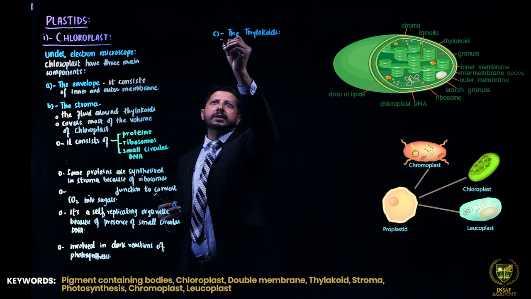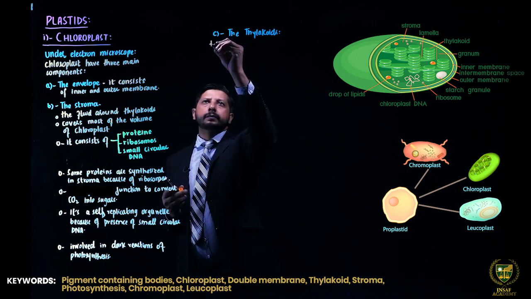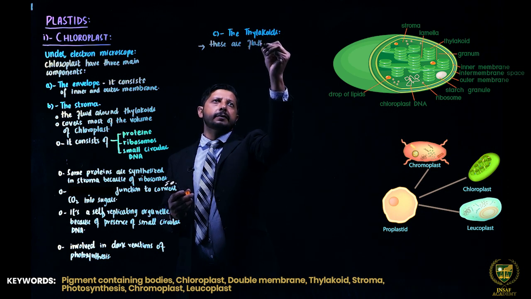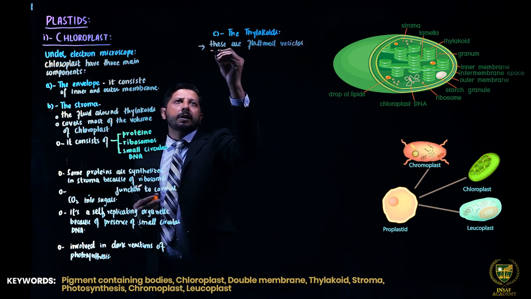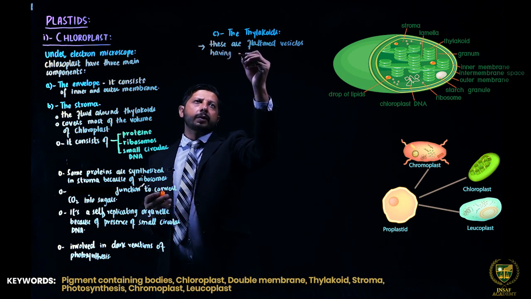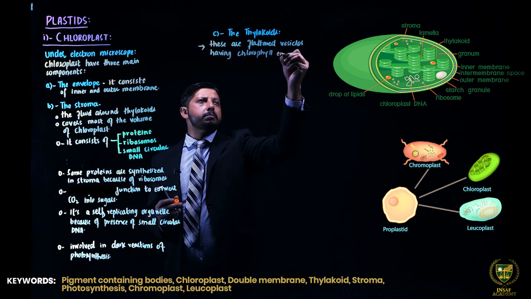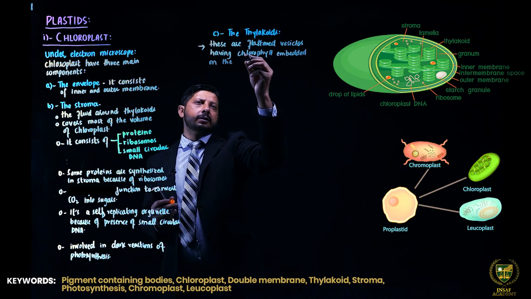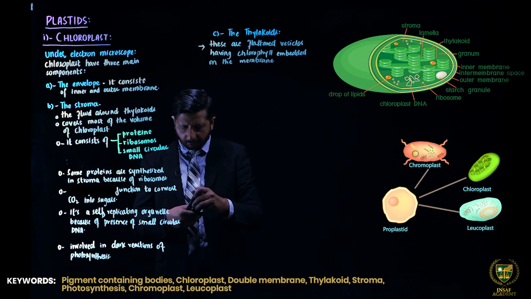So, in the previous lecture, we have discussed the function of thylakoids. So, what are thylakoids? These are flattened vesicles having chlorophyll embedded on the membrane. Clear?